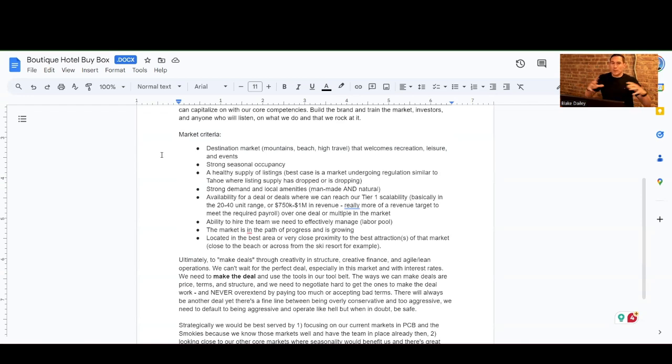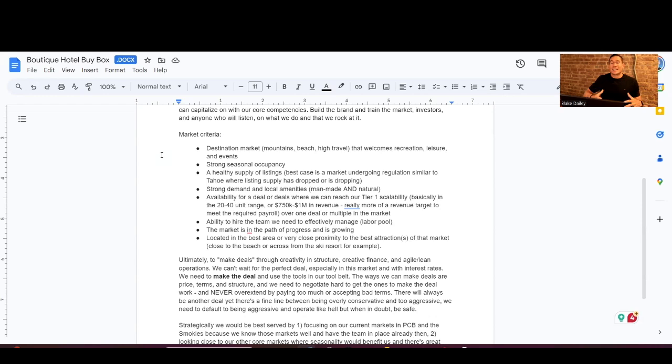So when you think about building out your portfolio, if you had a bunch of deals that were all in a single beach town, your seasonality would be really affected, and then you could potentially have cash flow issues in the low season. So because of that, I like strong seasonal occupancy markets.